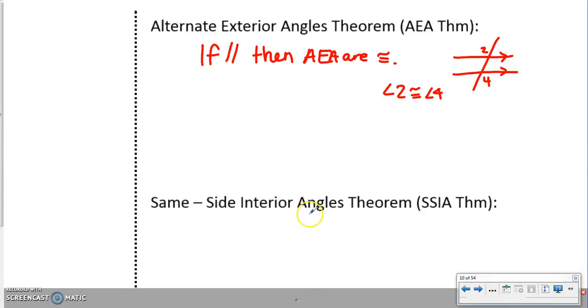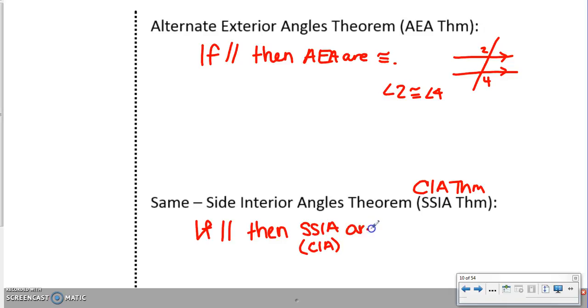The last one, that fourth type of angle, was either the same side interior angles theorem or the consecutive interior angles theorem, is what your book is going to use. That's the CIA. This is the oddball. This one says if you've got parallel lines, then SSIA or consecutive interior angles are supplementary. Okay, so this one is the oddball.